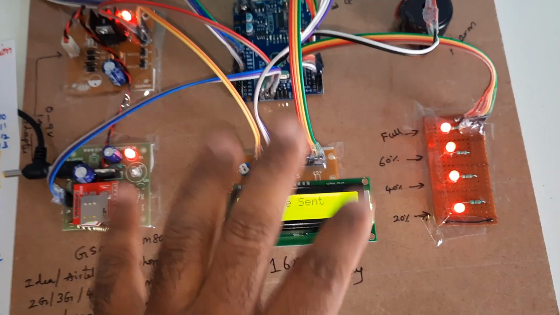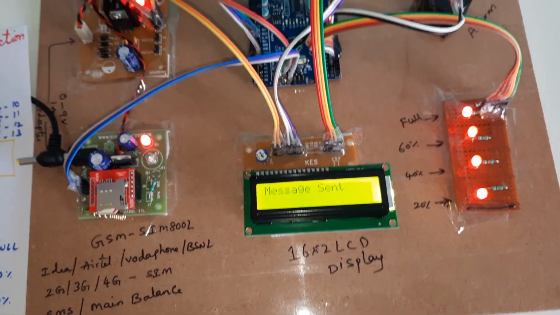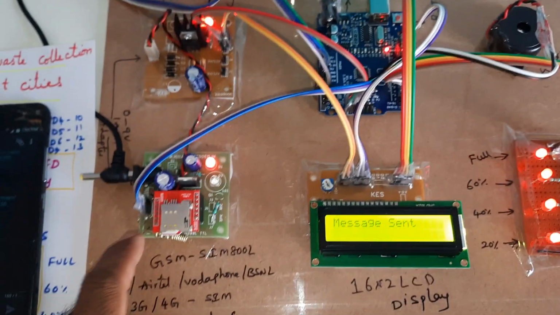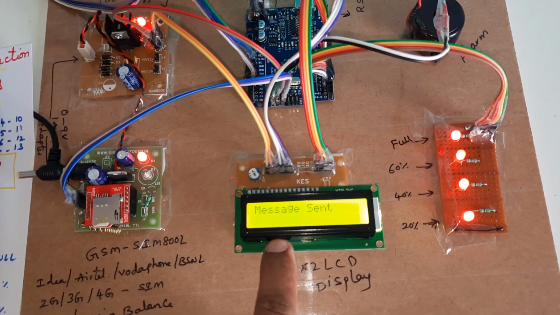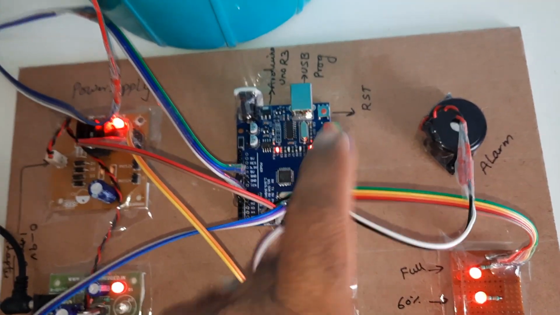It is sending 4 message alerts for this, 3 message alerts for individual student alert. The setup has the power supply board, GSM module, 16x2 LCD display, LED indicators, and Arduino alarm.